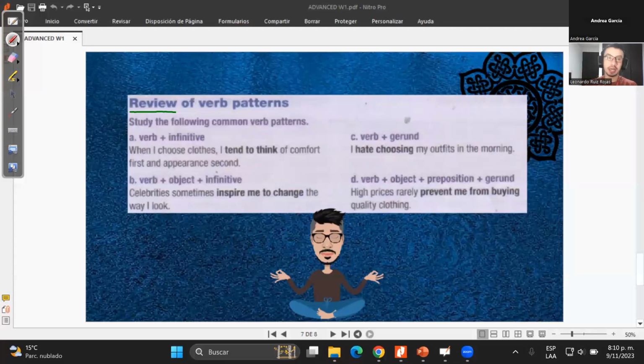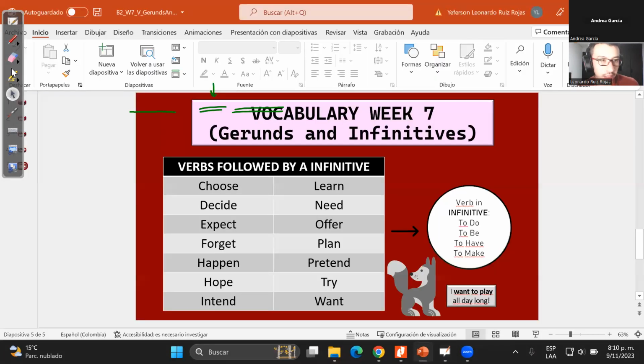So over here, what we're going to have is a preview of verb patterns, as I said before. The idea of a verb pattern is the different structures or the different rules that we have for the verbs, right? And when we talk about verb patterns, what we know is that we have especially two.